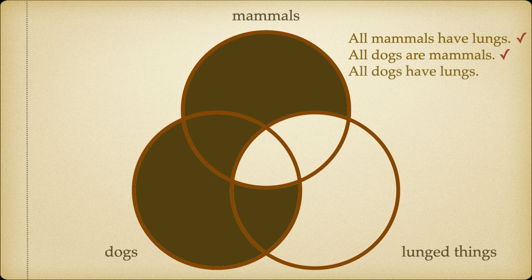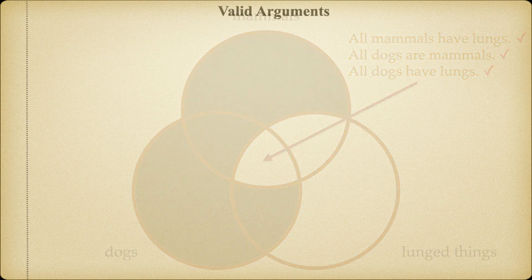We then ask ourselves if the concluding statement would have to be true, assuming that the premises are true. And we see that indeed, the only remaining things in the set of dogs are also things in the set of things that have lungs. Therefore, we must accept the conclusion, which is what makes this a valid deductive argument. The conclusion follows necessarily from the premises.